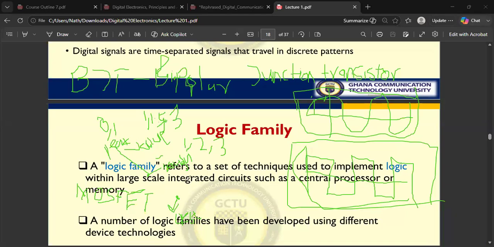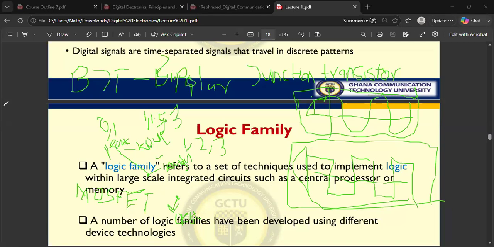Then we have the MOSFET. The MOSFET deals with voltage, so it's just a voltage controlled transistor, whereas the bipolar is a current controlled transistor. So we look at them.